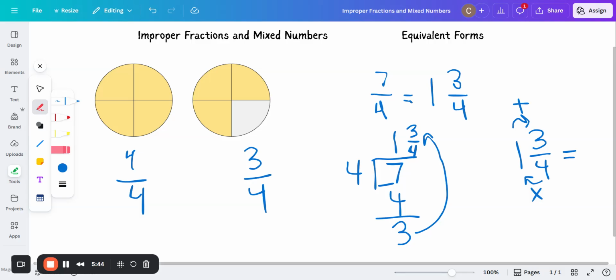And again, when you are writing this up, always go ahead and put your improper fraction bar, and your denominator, again, always remains the same. So you can always put that in right away. And then go ahead and go around your circle here. 4 times 1 is 4. 4 plus 3 is 7. And now you're back to an improper fraction.